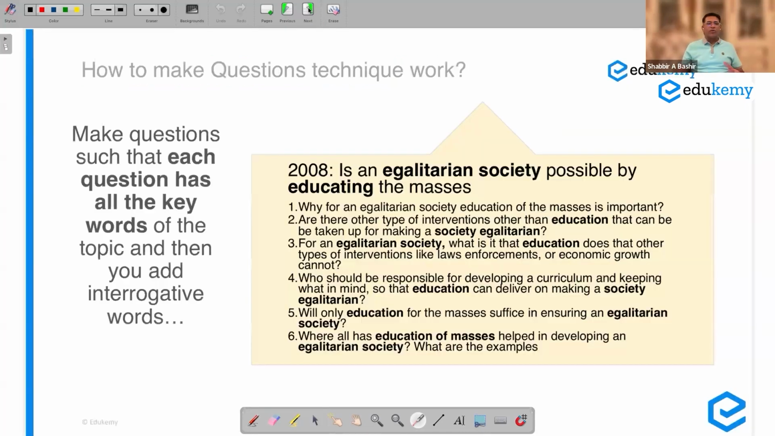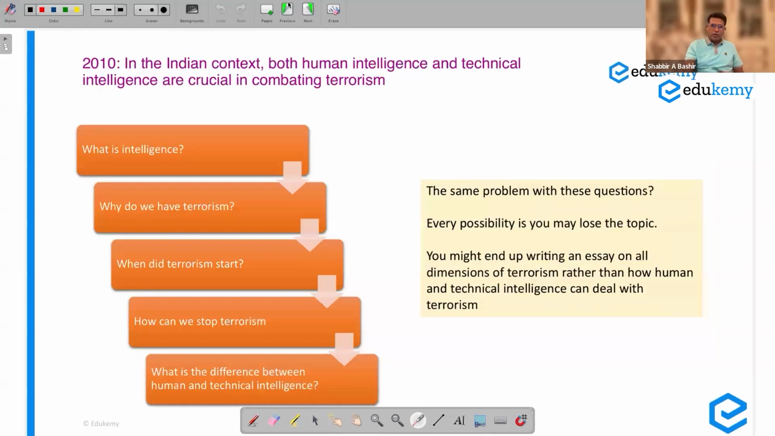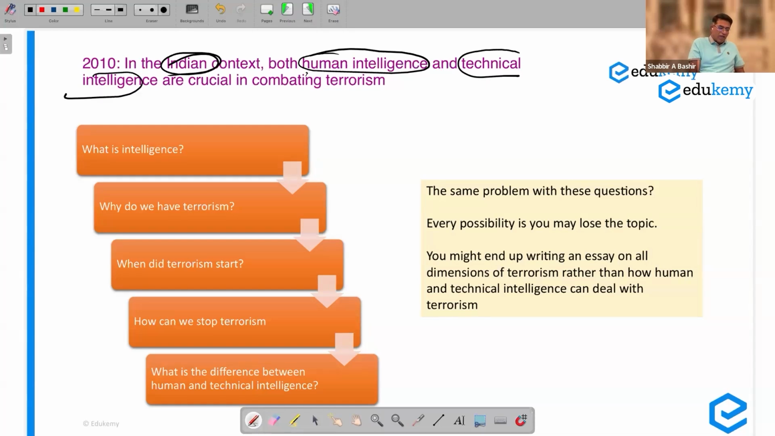So there is a way out. How to make the questions technique work. Now, this is an important technique. When you make questions, make sure each question has all the keywords of that particular topic. So in the previous ones that I was showing you, say the keywords of this topic were what? The keyword is Indian context. The keyword is human intelligence. The keyword is technical intelligence. The key phrase is combating terrorism.